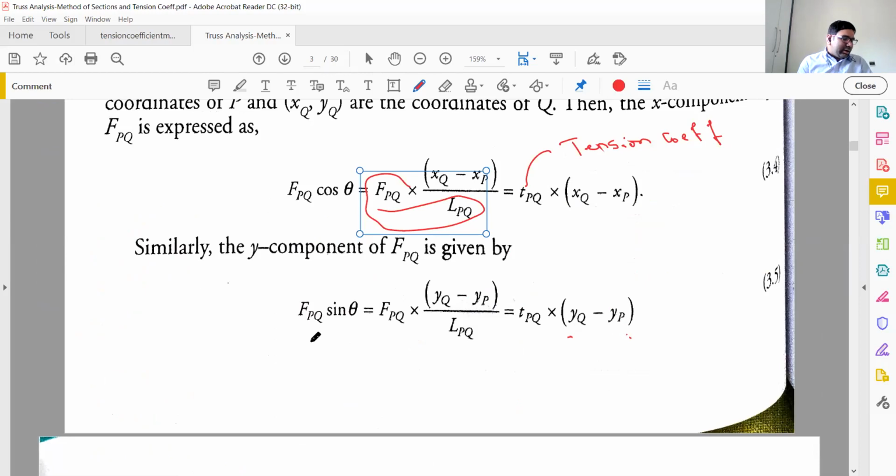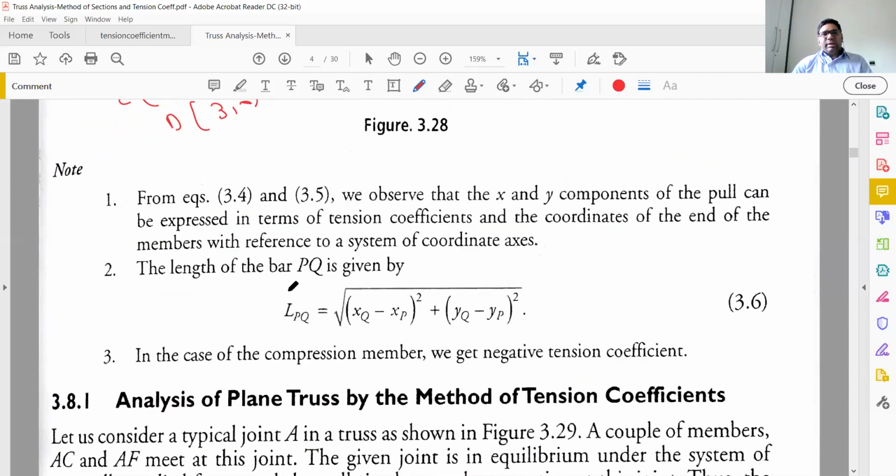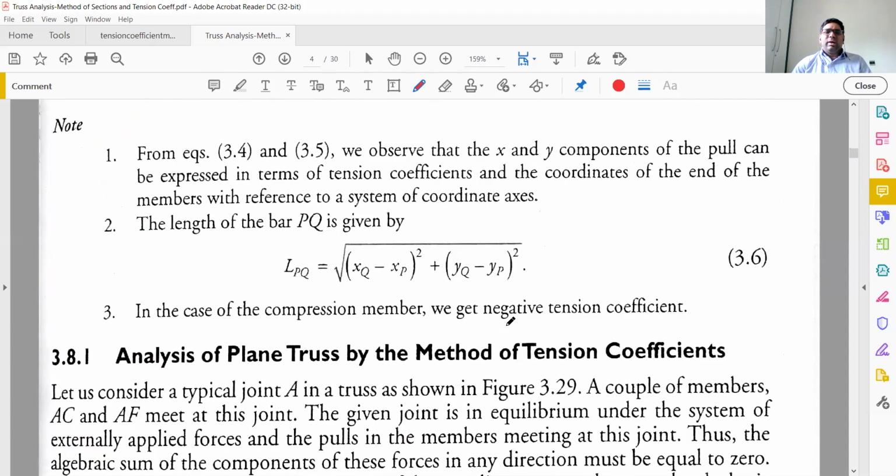So forget about sin theta and cos theta. If we take the values as the difference between two coordinates, then you will get the solution. Now, how do we get LPQ? LPQ is the square root of XQ minus XP whole square plus YQ minus YP whole square. This is a basic mathematics equation.